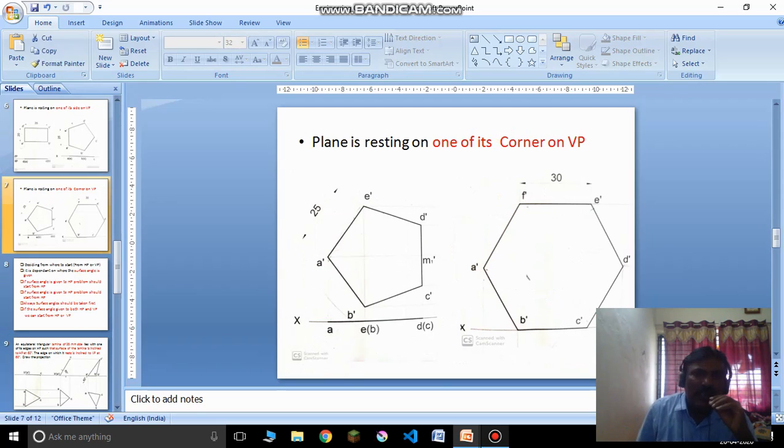Similarly, the fourth condition, the last condition, is the plane resting on one of its corners on VP. Here it is again the reverse of what we discussed earlier. It should be parallel to VP, on VP, and the corner and the line joining the center must be parallel to both HP and VP. You have to keep it like this in the beginning. For example, you can take a hexagon here. This is the center, and this line must be parallel to the XY line. So these are the four important conditions we should know before solving any problem.